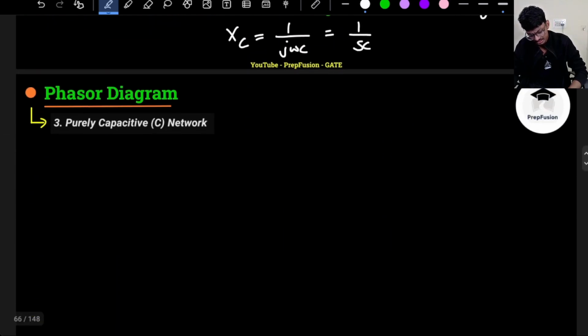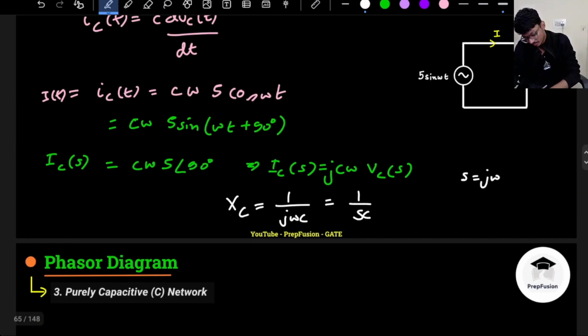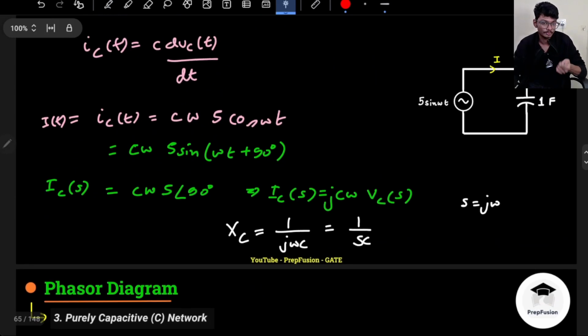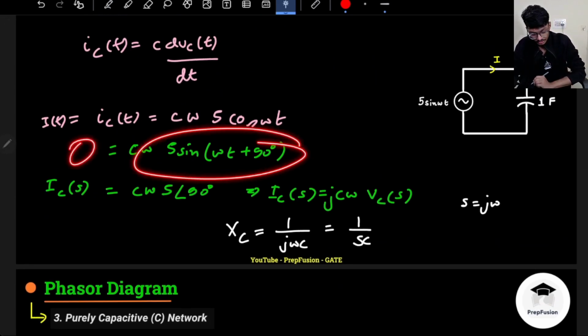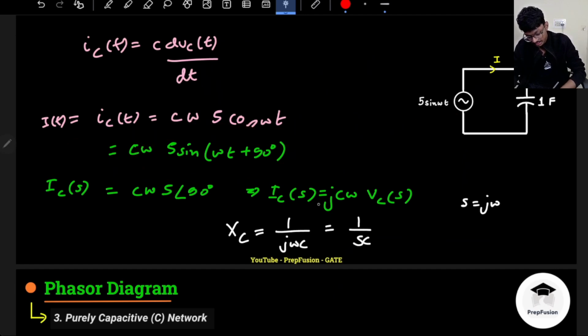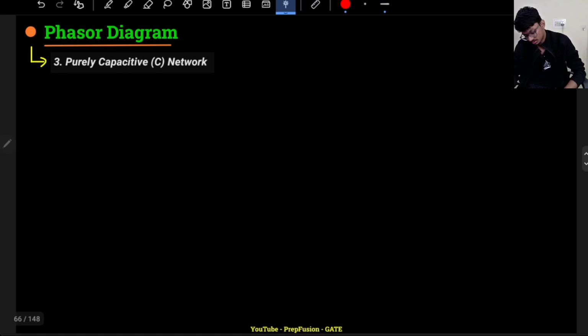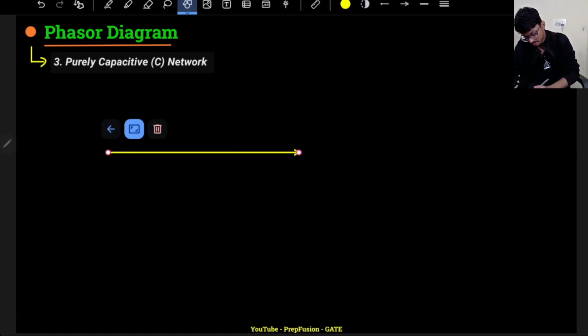What about the phasor relationships? What I observe is that this time it is opposite. This is my current, and the current is leading the voltage, because voltage is 5 sin omega t and current is cos omega t. Correct? So the current is leading the voltage. The voltage is here, this is my voltage, this is my reference.